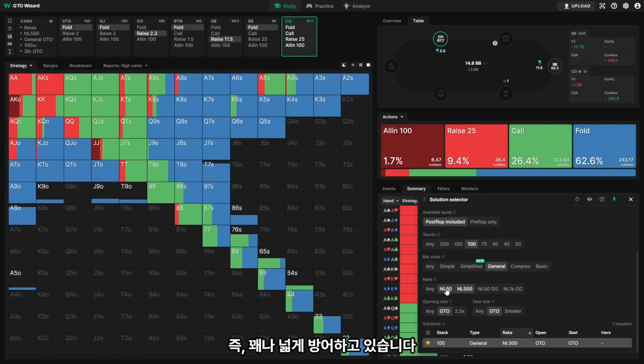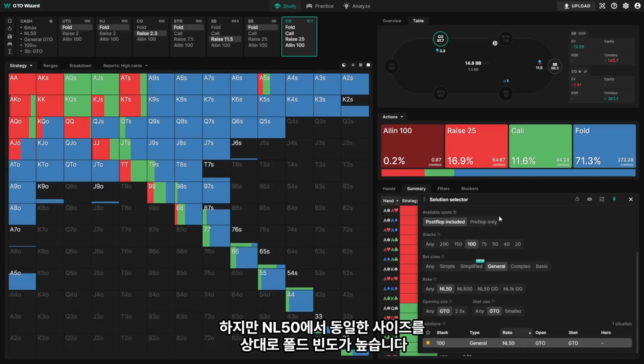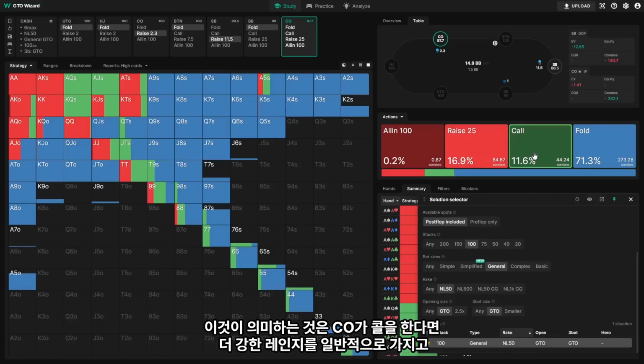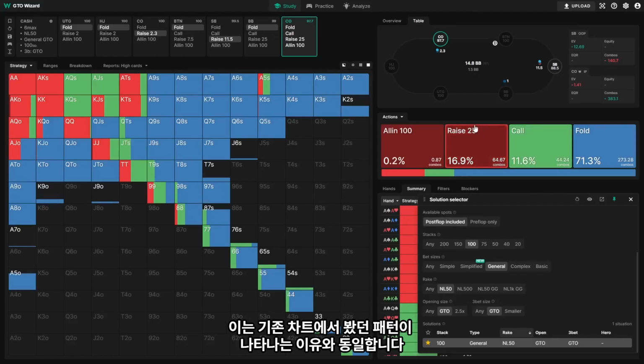At NL 50, however, even with the same size, you're folding a lot more often, defending less often, and overall, against this size, you should basically be 4-betting more often than you're calling. And so this means that when cutoff does call, they have a much stronger range in general, which is why we saw the patterns observed in the earlier chart.